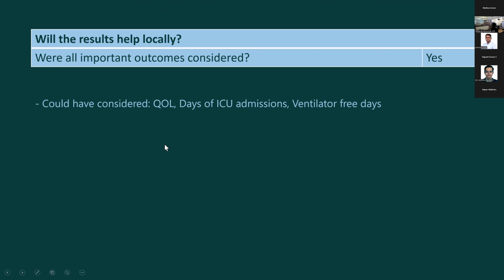Were all the important outcomes considered? They considered a hard outcome, which is 30-day in-hospital mortality. They could have considered quality of life, days of ICU admission, and ventilator-free days. They could have also linked the data to the National Death Registry and captured the overall outcomes, rather than in-hospital outcomes alone.